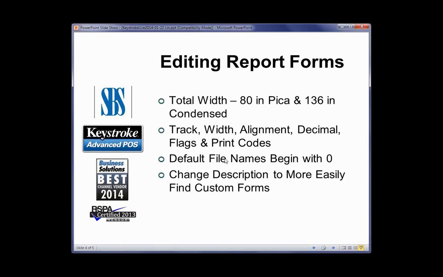Keystroke default file names always begin with a 0, so when you're creating a custom form, at least the first of the last 4 characters that you're naming the file with do need to be something other than 0. It can take letters or numbers. And you do want to remember to change the description so that it's easier to find custom forms in the list. So let's go ahead and go into Keystroke.